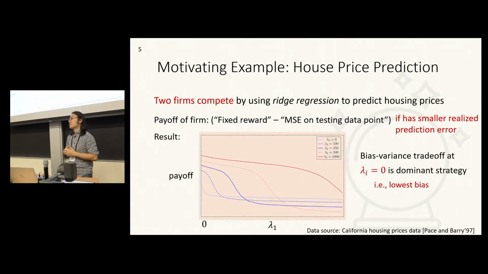Once again, we can draw a plot of how the payoff changes with the tuning parameter lambda. Here the different curves correspond to the different lambda picked by the opponent. As you can see, the payoff curve is monotone decreasing with respect to lambda 1 for firm 1, regardless of what lambda 2 is for firm 2. This basically suggests that the bias-variance trade-off at lambda equals 0 becomes a dominant strategy in this particular example. This shows differences between the prediction algorithm in isolation and under competition.